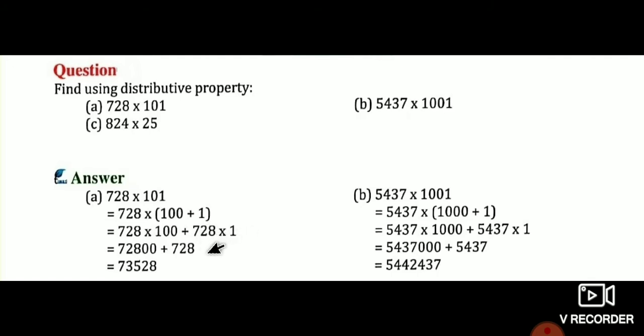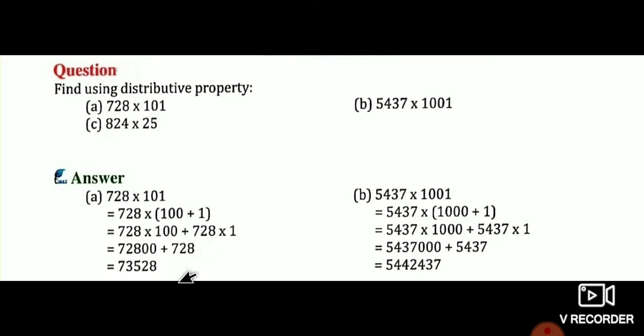Then you have to multiply 728 into 1. 728 into 1 is how much? Again 728, because any number multiplied with 1 gives the same number. So write 728. Then you have to add 72,800 plus 728.